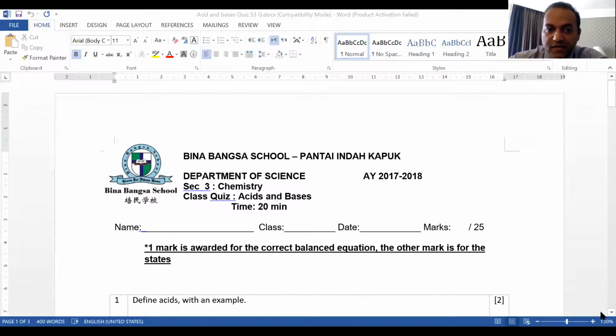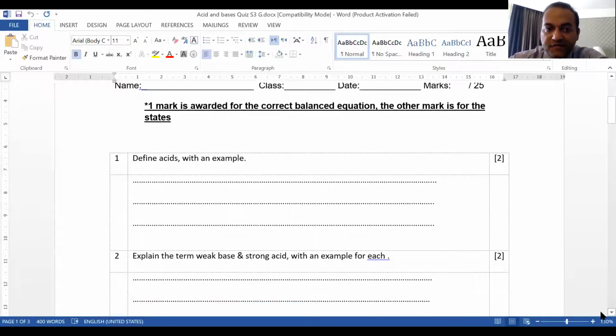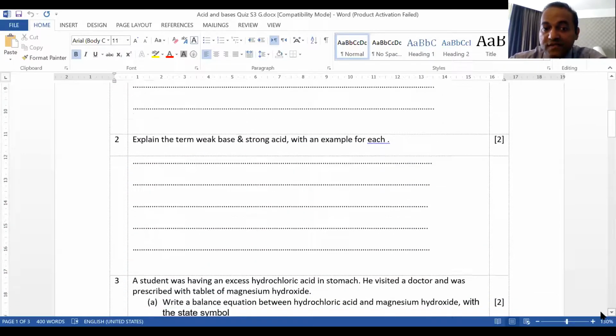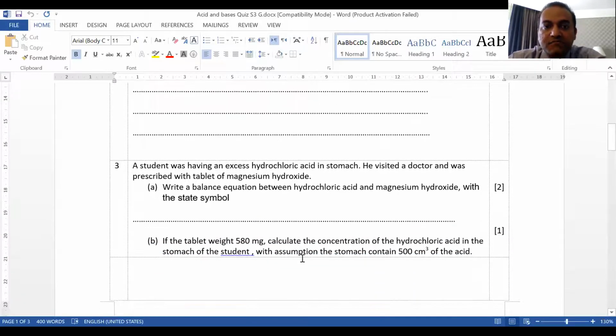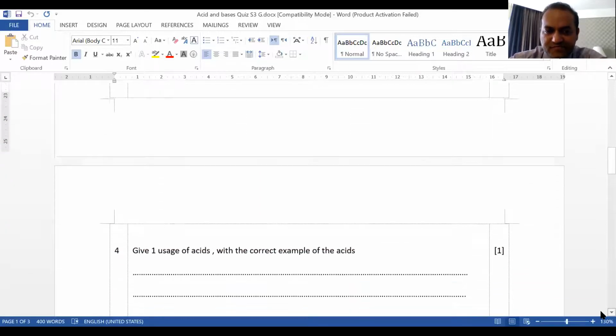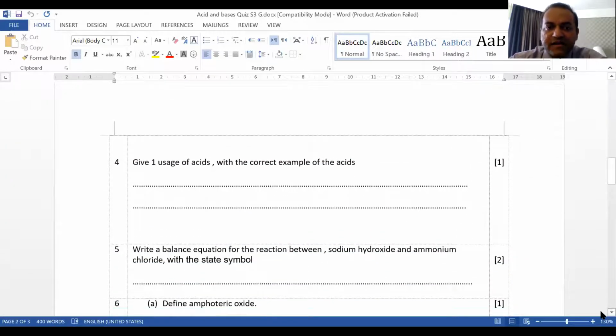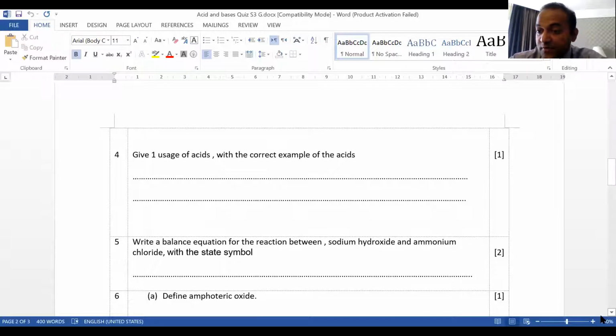Now, then I want to show you a more complete problem-based learning. So you can see define what is an acid. So this worksheet is guiding topic by topic itself. A student is having an excess hydrochloric acid. He visited the doctor and then the doctor gave him some medicine. So, okay, give one usage. So this is an example of problem-based learning, but this is more like a typical worksheet.